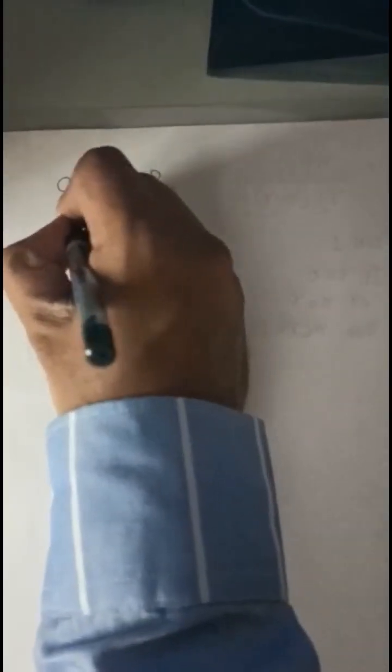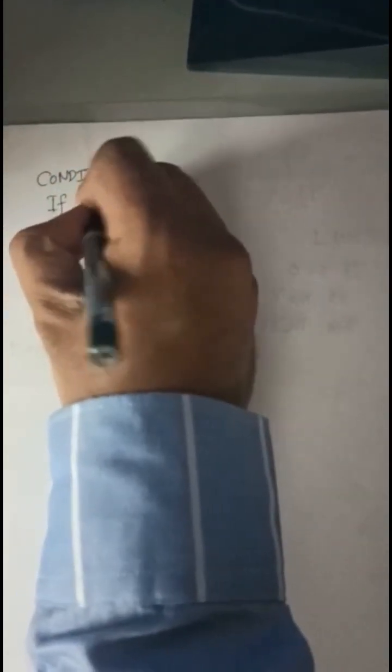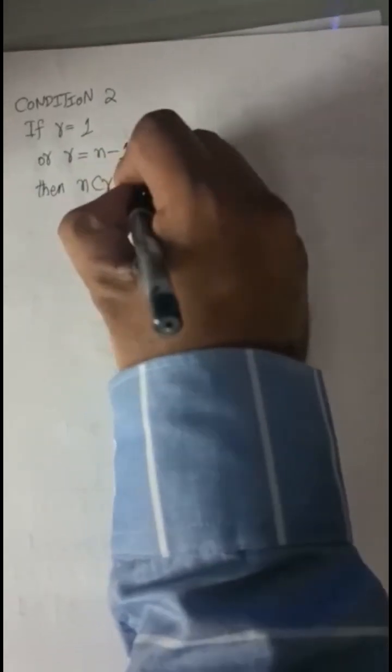In condition 2, if r equal to 1 or r equal to n minus 1, then nCr will be equal to n, or nCr will be equal to 1. So now we'll see this. We will assume n as 5, a random number I am taking.